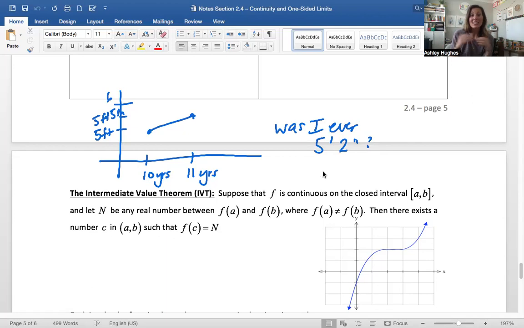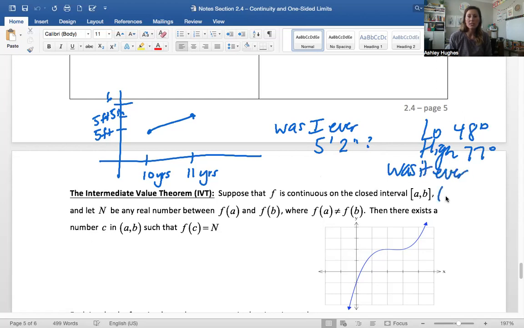Why? Because height is continuous. You don't just jump over a height. You go through every single height, even if it's only for an instant. Another really great example of this is temperature. Say that the low for the day is 48 degrees and the high for the day is 77 degrees. Was it ever 65 degrees? Yes. Even if you don't know exactly when, it had to be, because 48 is down here, 77 is up here, and 65 is in between, so it had to cross through 65.